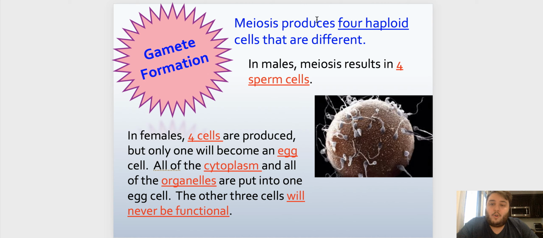So meiosis produces 4 haploid cells that are different, right? In males, meiosis results in 4 sperm cells. So every time one sperm cell that we create undergoes meiosis, it creates 4 more sperm cells. In females, the same thing happens. 4 cells are produced, but only one of them will become an actual egg cell, right? All of the cytoplasm and the organelles that are replicated during interphase, so we know that happens in interphase during G1, all of that only ends up being put into one of the 4 egg cells that are produced, whereas in males, you get 4 sperm cells that are all functional, right?